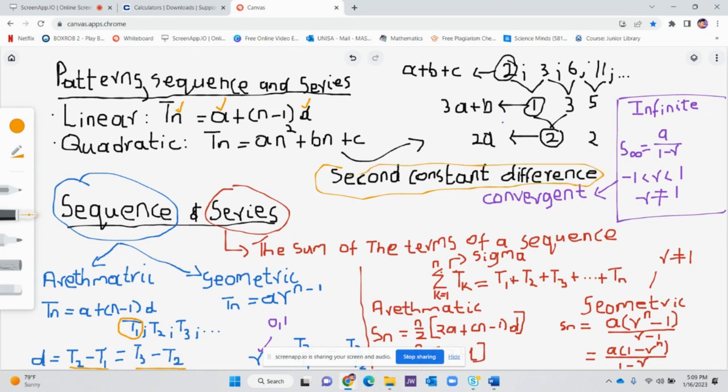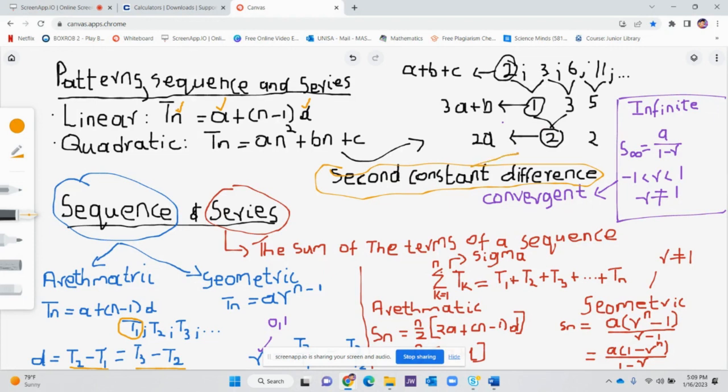Okay, so with a sequence like this, 2, 3, 6, 11, 3 minus 2 is 1, 6 minus 3 is 3. So there is no constant difference the first time around. So when we now do the same thing with the differences that we just found, you will see that 3 minus 1 is a 2, and then 5 minus 3 is a 2. Then we have a constant difference, but for the second time around. Hence the term second constant difference.